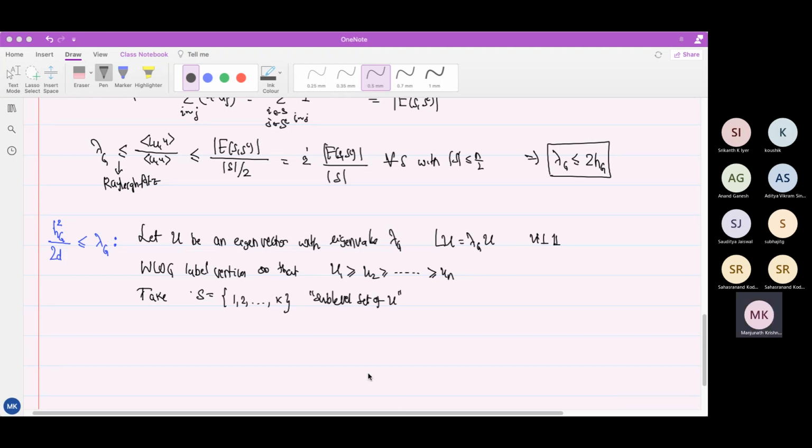Basically, what I'm saying is I just label the vertices for ease of notation. But what we are doing is we take a sub-level set of U. One of these will appear. In fact, K equal to N by 2 will do. We divide it into about half. Okay, so that will do.